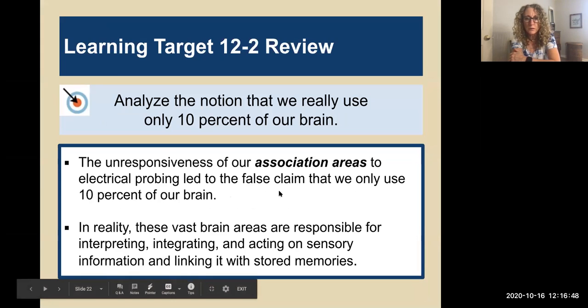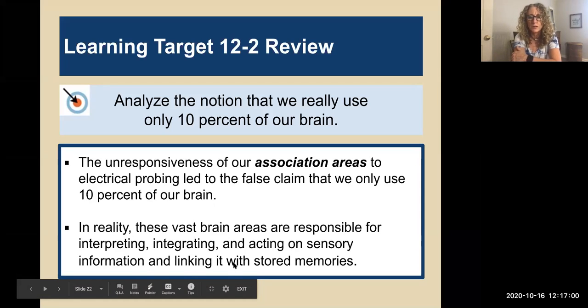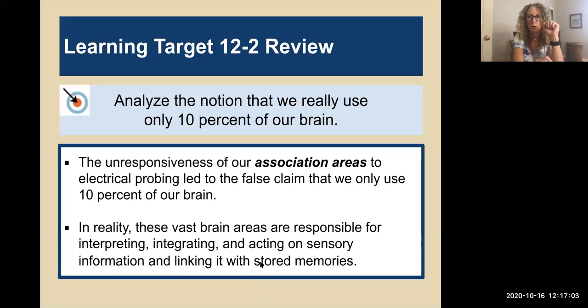The unresponsiveness of our association areas has led to people thinking that we only use 10% of our brain, but we have brain areas responsible for interpreting, integrating, and acting on sensory information, and linking it to stored memory. There are a lot of different brain parts. Think of all the brain parts I've talked about in the last 2 modules. And even just listening to this video, you clearly are using a lot of different parts of your brain to hear, to think, maybe to write stuff down.